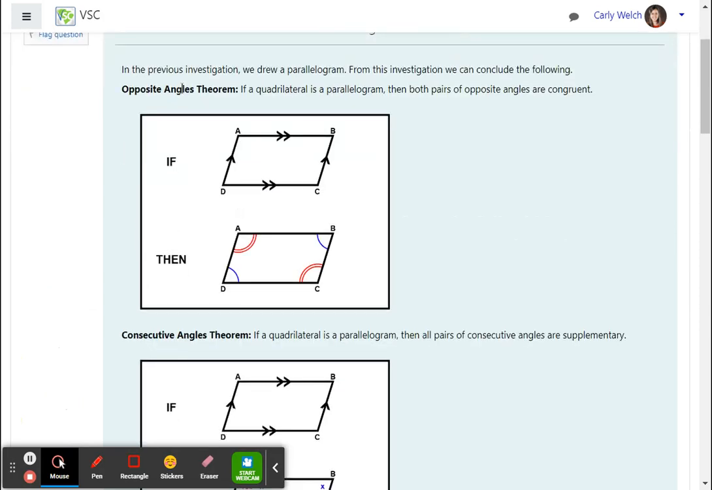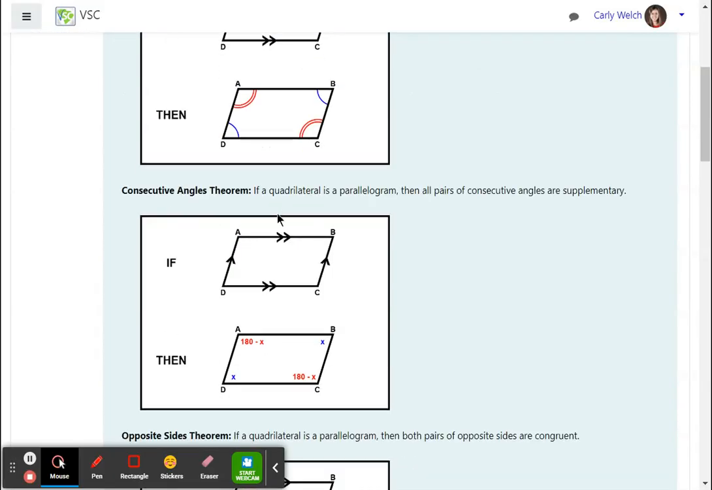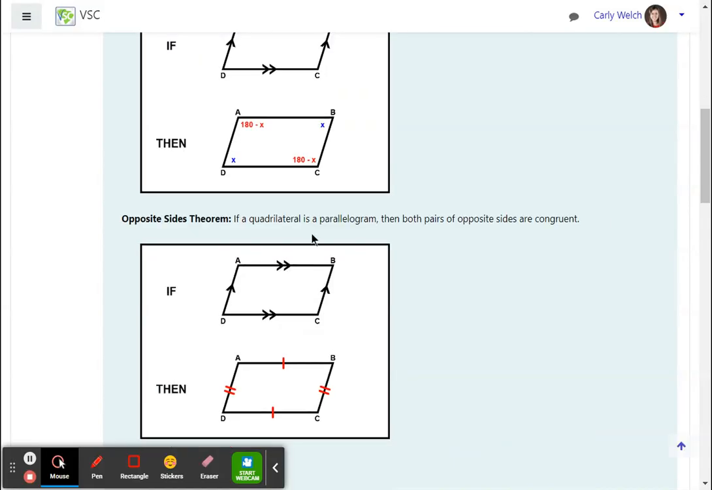So theorems. So opposite angle theorems. If a quadrilateral is a parallelogram, then both pairs of opposite angles are congruent. So B and D would be equal. A and C would be equal. Consecutive angles are supplementary. So X and 180 minus X. So these two would have to add up to 180. And then these two would have to add up to 180. A and D have to add up to 180. And then C and D have to add up to 180.